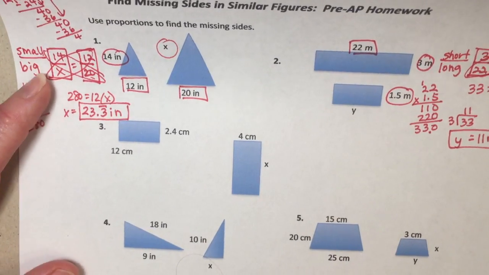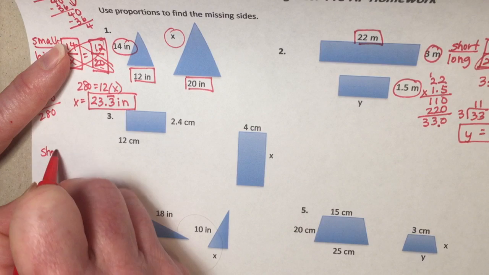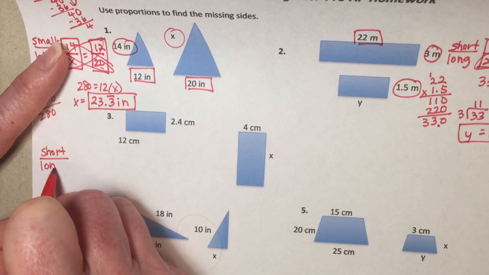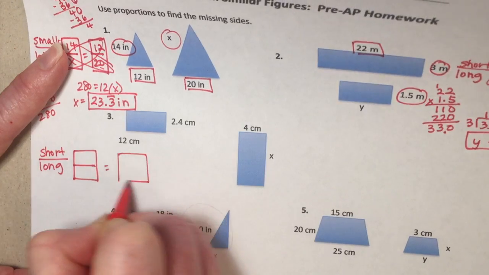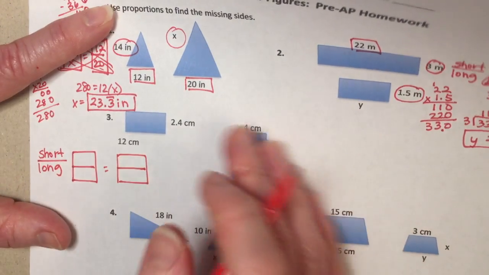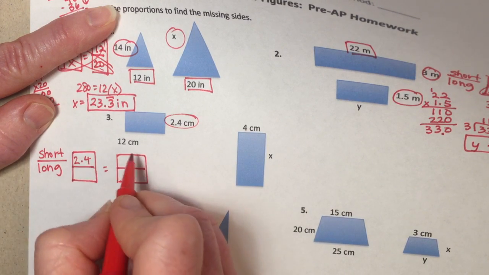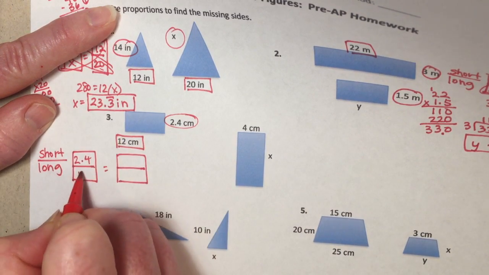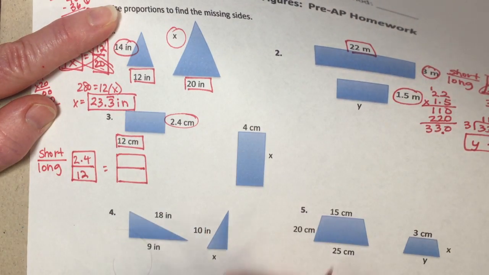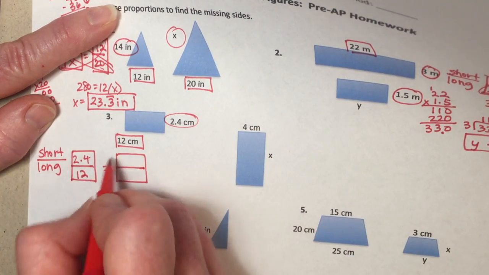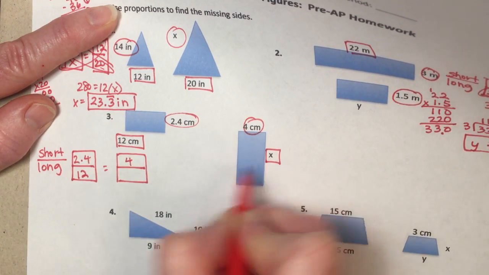All right, in the third problem, I think I'll do short to long again. Short side to long side. So the short side in the first rectangle is 2.4, and the long side is 12. In the second rectangle, you can tell that they've rotated this, so now the short side is on top here. The short side is 4, and the long side is x.